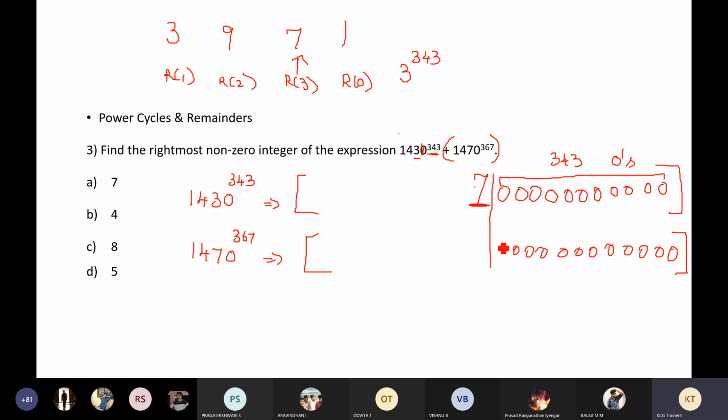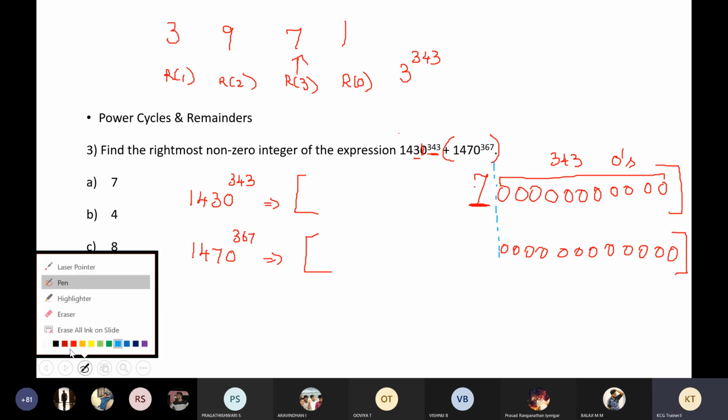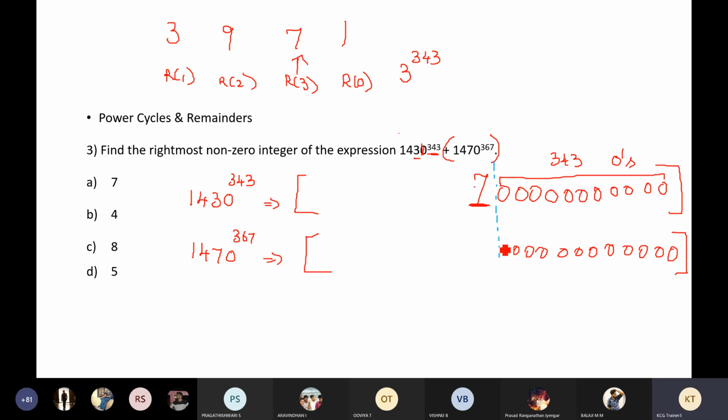Okay, let's say I'm drawing an imaginary line here. Let's say this line corresponds to 343 zeros. I'll definitely have more zeros than that. And here is where the first number would be. What would be the first number here?